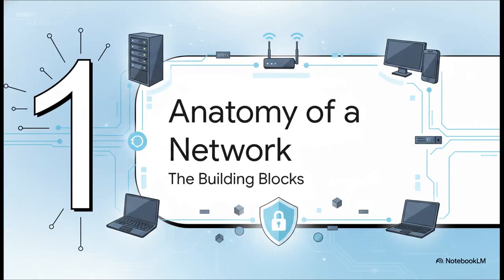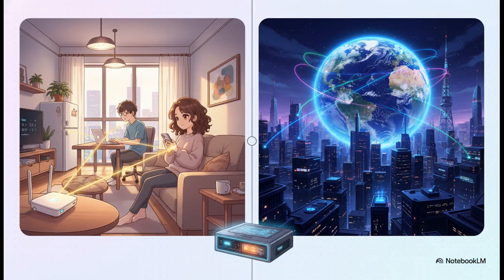Section 1, Anatomy of a network, the building blocks. Let's look at the physical foundations of our fortress. At its most basic level, a network is simply a group of connected devices sharing data. But the scale of that connection totally changes the game. On one side, we have a LAN, or local area network. This is your small footprint. Think of your home Wi-Fi or an internal office building.